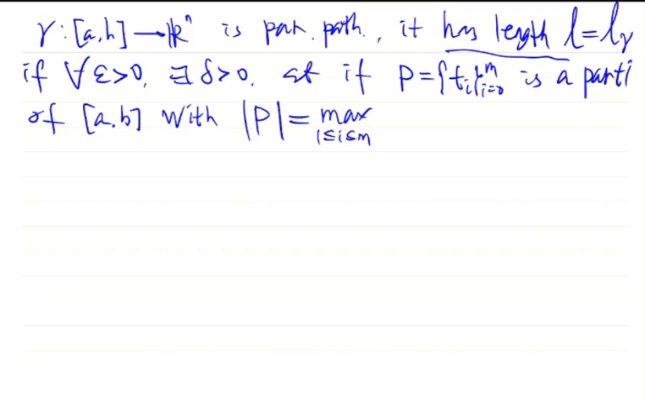So this partition P divides the interval AB into m small intervals. For the ith sub-interval, the length is ti minus ti minus 1. Now, the maximum of these m lengths of the small intervals is called the gap of P, denoted by the absolute value of P.